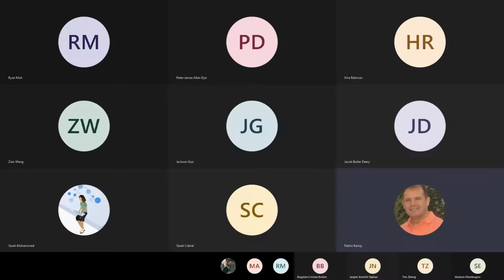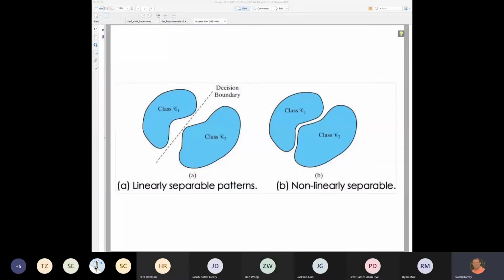Everyone. So I will continue today on what we started last week in the form of introduction to connectionist modeling and how to utilize them for linearly separable patterns or nonlinearly separable patterns.